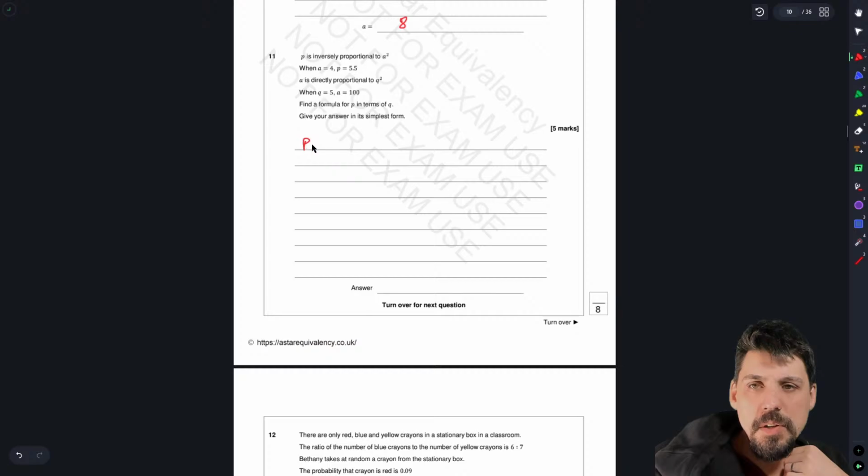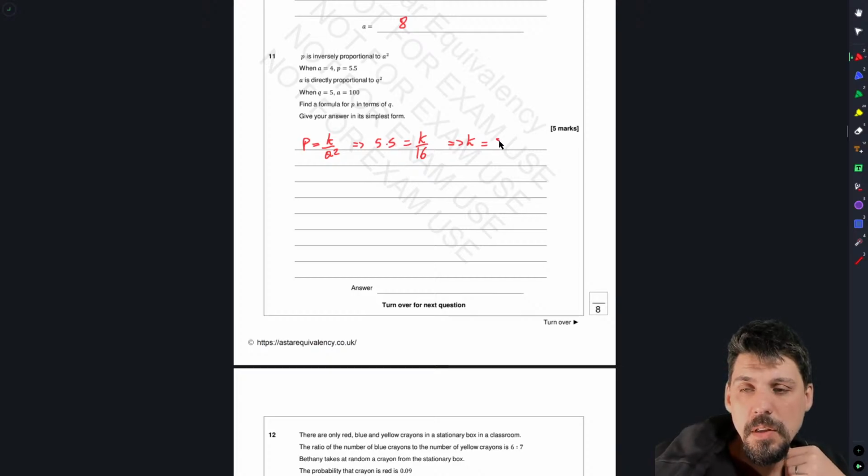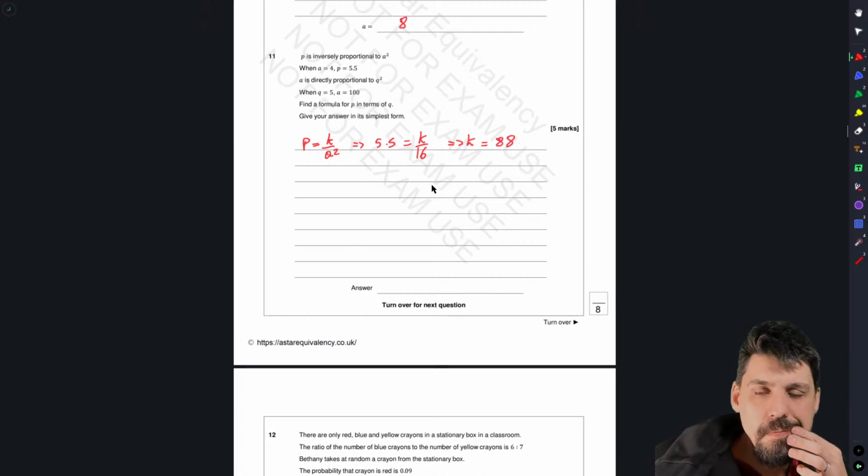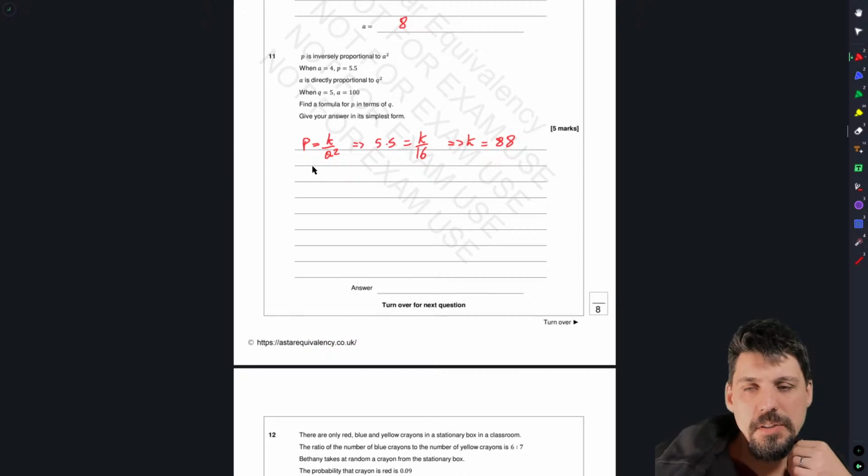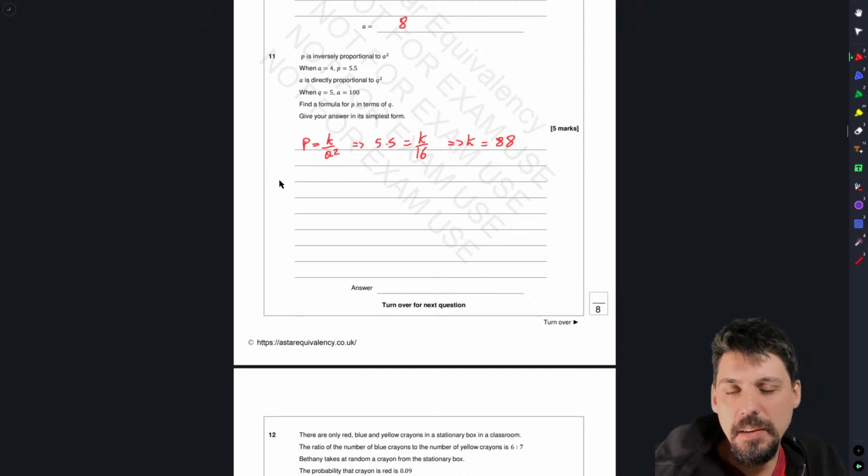P is inversely proportional to A squared. And then we know when A is 4, P is 5.5, so 5.5 is K over 16. So K is, what's 4 times 5.5? 22 is 88. K is 88. Use the calculator to check.